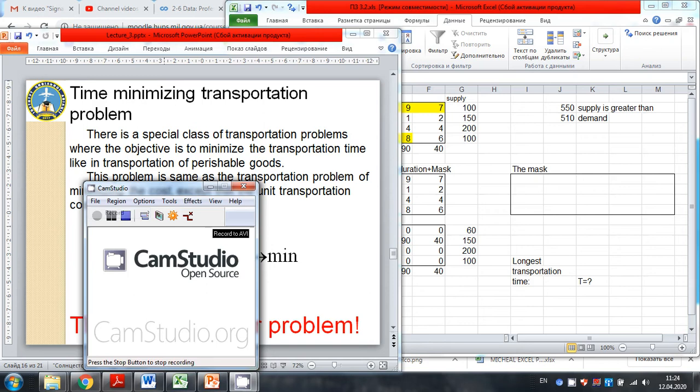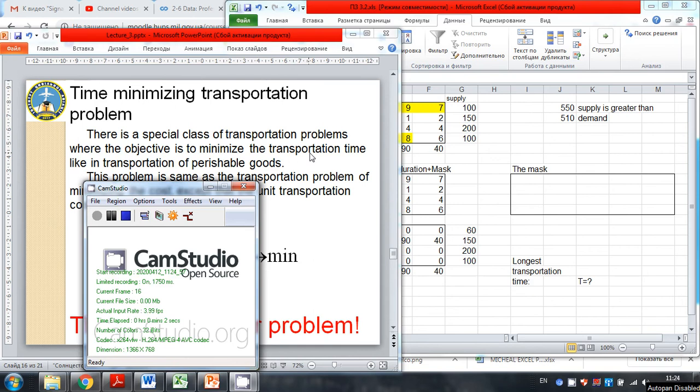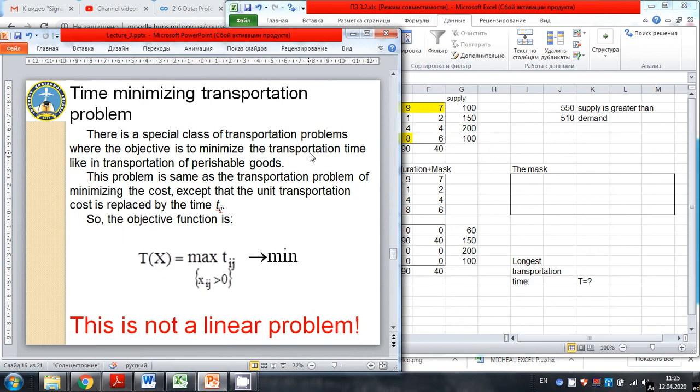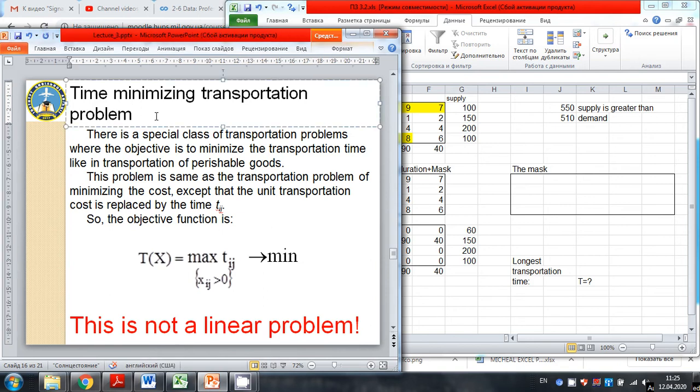Hi guys, this video will conclude the transportation problem. We've stopped at a special case of the transportation problem, the time minimizing transportation problem. As I stated in the lecture, there is a special case of transportation problems where the objective is to minimize the transportation time, like when you transport perishable goods which have a certain time to be delivered before they perish. This problem is the same as the transportation problem of minimizing the cost, except that the unit transportation cost is replaced by the time.